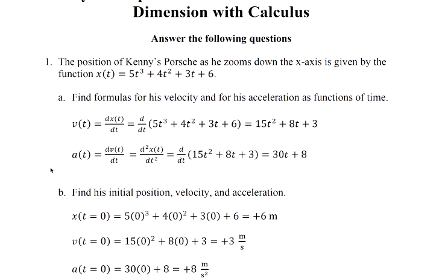Question 1. The position of Kenny's Porsche as he zooms down the x-axis is given by the function displacement as a function of time equals 5t cubed plus 4t squared plus 3t plus 6. Part A. Find formulas for his velocity and for his acceleration as functions of time. Velocity as a function of time is the derivative of displacement with respect to t. Acceleration as a function of time is the derivative of velocity with respect to t, or the second derivative of displacement with respect to t.